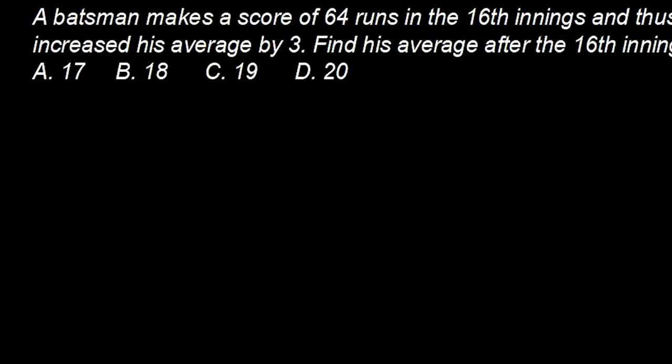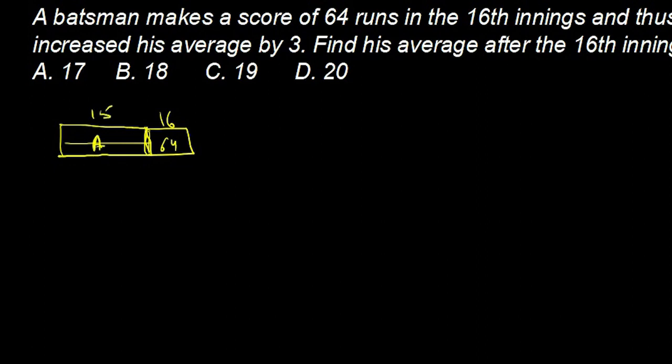A batsman makes a score of 64 runs in the 16th inning. Till the 15th inning we don't know the runs, but in the particular 16th inning he scored 64 runs and thus increases the average by 3. So again, let's say previously in 15 matches the average was A.